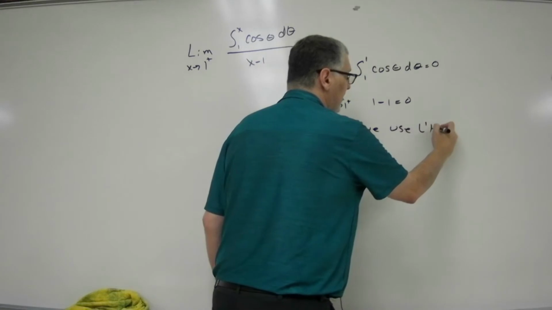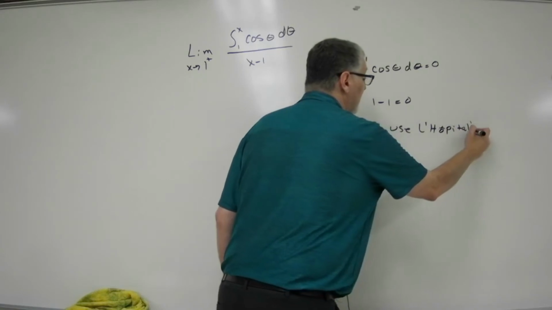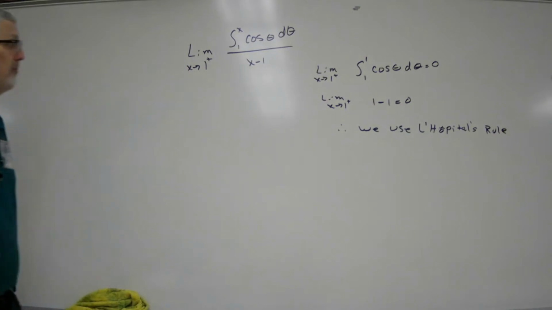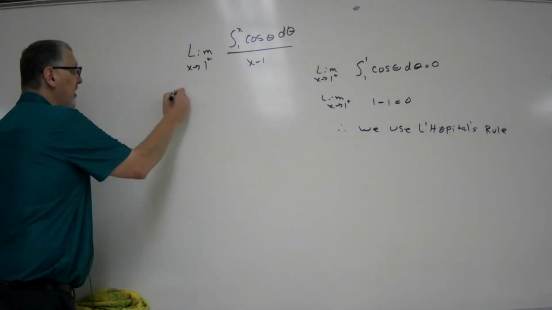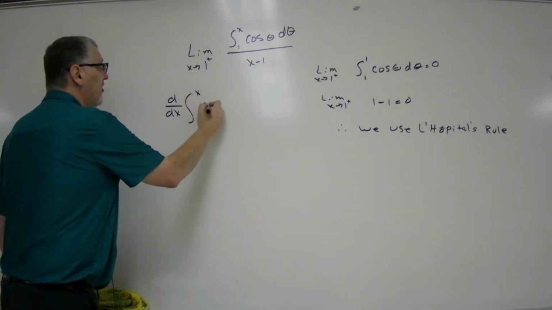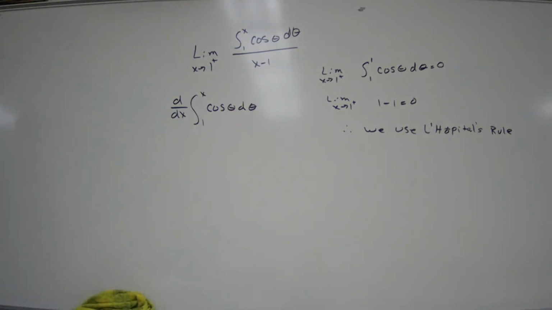All right, so we can use L'Hopital's rule. So then the question is, I'm going to take the derivative of the top. Let's see if you remember how to take the derivative of the top. I need to do d dx of the integral from 1 to x of cosine theta d theta. What is that? It's just cosine. It's the fundamental theorem of calculus, right?